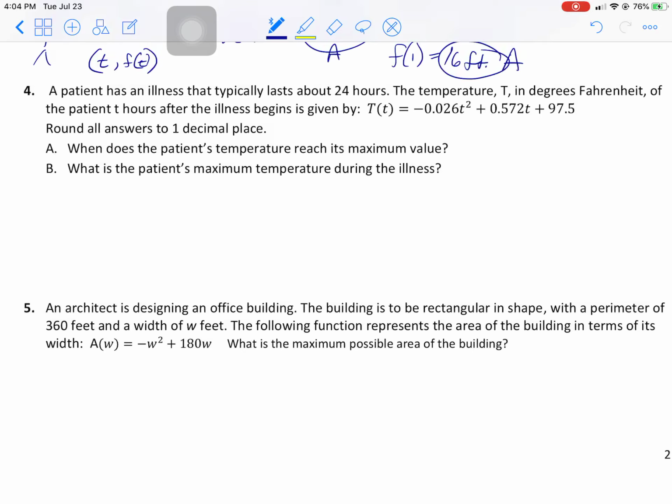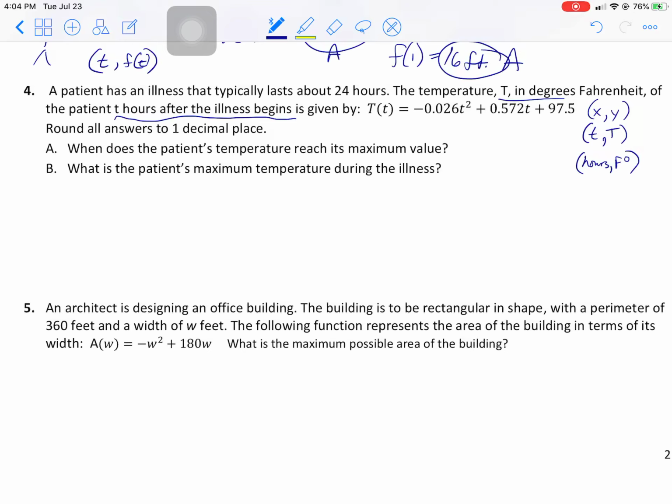So, just to be clear, sometimes I like to go off to the side. There's a lot of letters flowing around here. So, just to be clear, the small t is kind of the x, and the large T is the y, okay? And they're talking about the small t being the hours after the illness begins. Okay, so this is in hours. And the T is in degrees Fahrenheit. Okay, just to be clear about what they stand for.